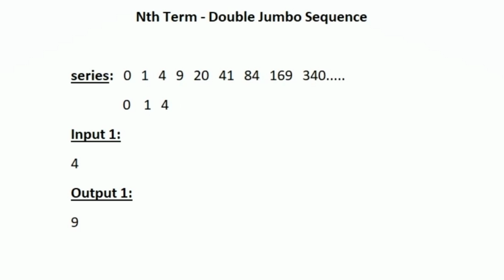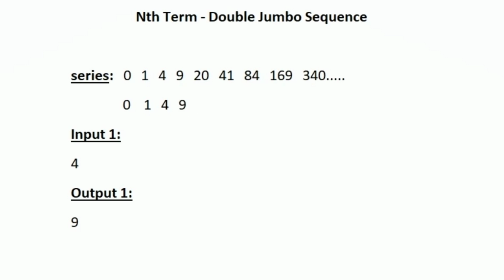And now the fourth term will be nothing but again previous term into 2 plus 1. The previous term is 4. So 4 into 2 is 8. 8 plus 1 we get 9. So 9 will be the fourth term in the given series.